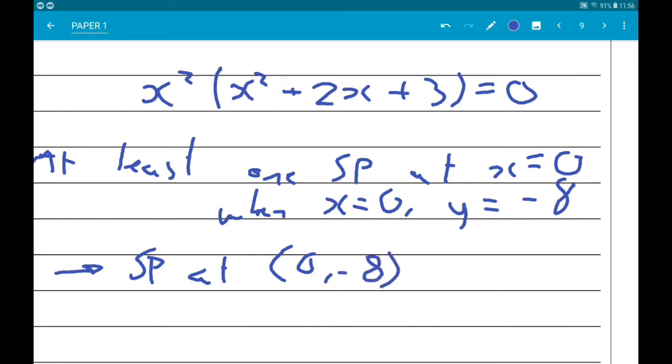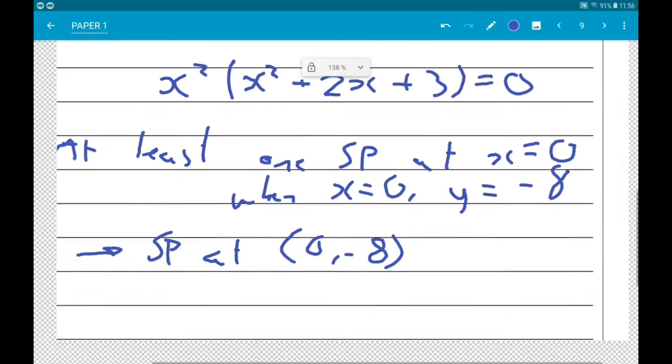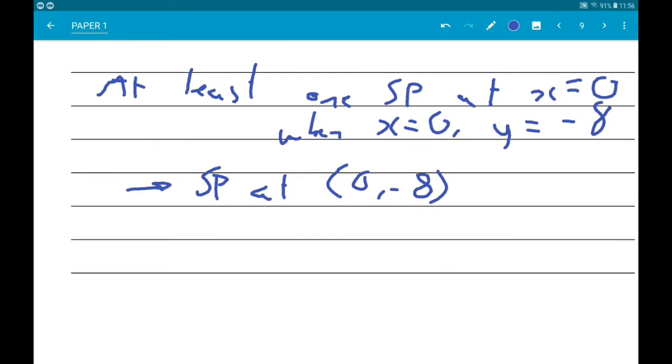Okay, what we now need to do is prove there are no other stationary points. So, to do that, we need to prove that the quadratic x squared add 2x add 3 has no real roots. So, x squared add 2x add 3 equals 0. So to test whether this has roots, we're going to use the discriminant.